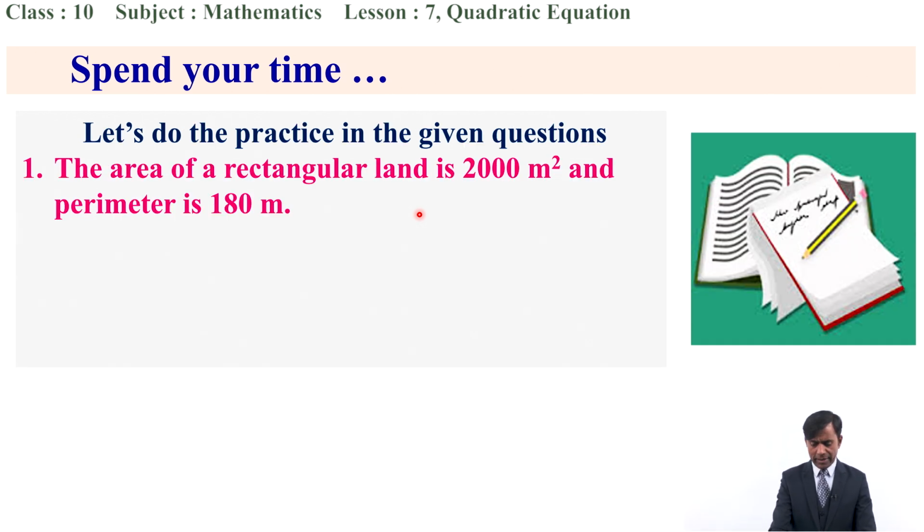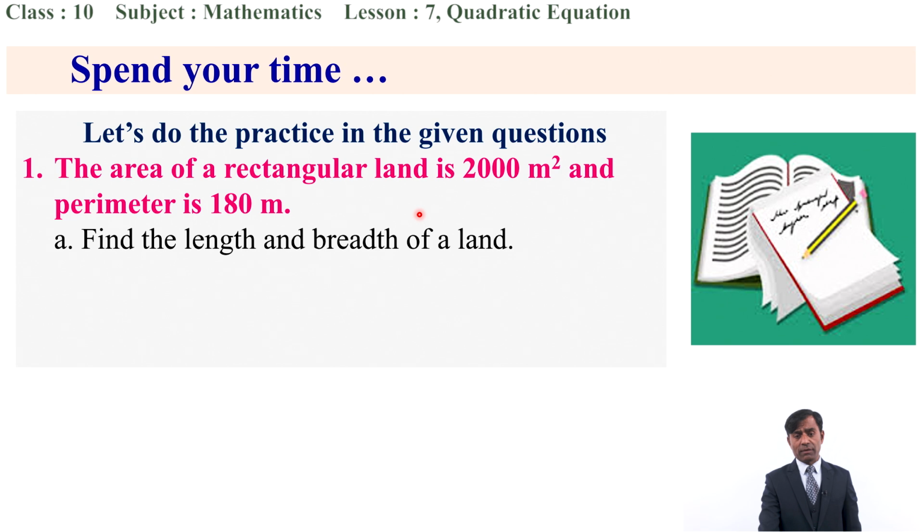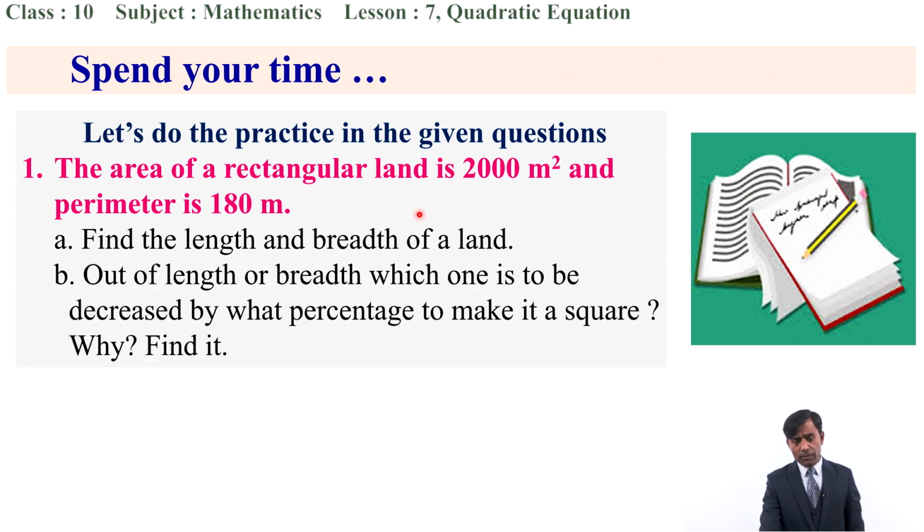Similarly, here the area of a rectangular land is 2000 square meters and the perimeter is 180 meters. Find the length and breadth of the land. Then, out of length or breadth, which one is to be decreased by what percentage to make it a square? Why? Find it. I hope you can solve this type of question.